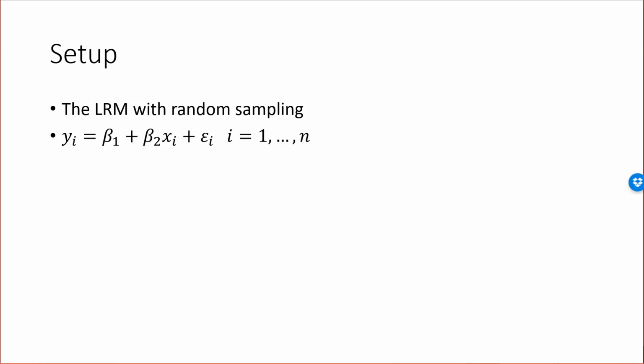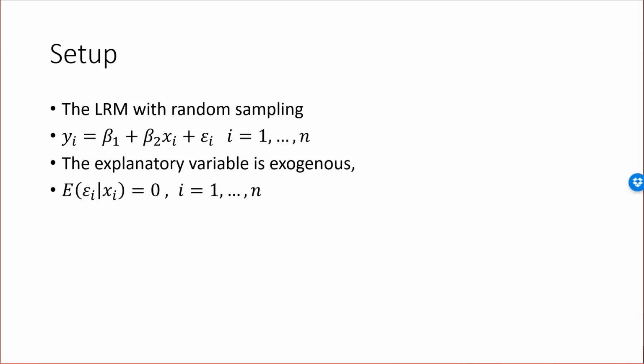The minimum assumption that we need for the OLS estimator to have some nice properties is the exogeneity assumption. And we now know that if we make this assumption that the errors on average are 0 no matter what the value of x is, then the OLS estimators B1 and B2 have this very nice property of being unbiased, on average correct, and consistent.